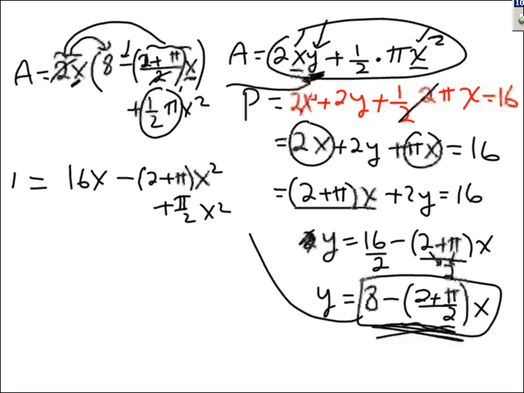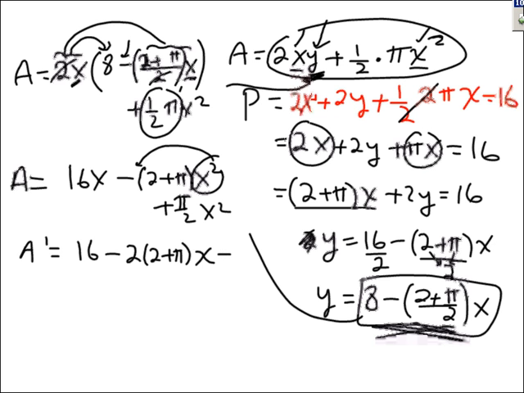Now that A is in terms of one variable, remember pi is not a variable. If A is in terms of one variable, I take the derivative. I get 16 minus. The 2 comes down in front, times the constant that's already there, times x, plus pi x. 2 times pi over 2 is pi times x. Okay, now we want to set this equal to 0. So let me combine, let's see what's going on.